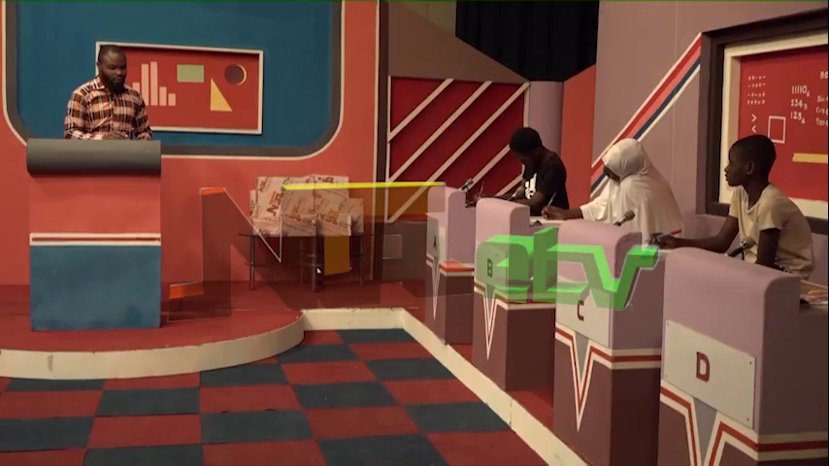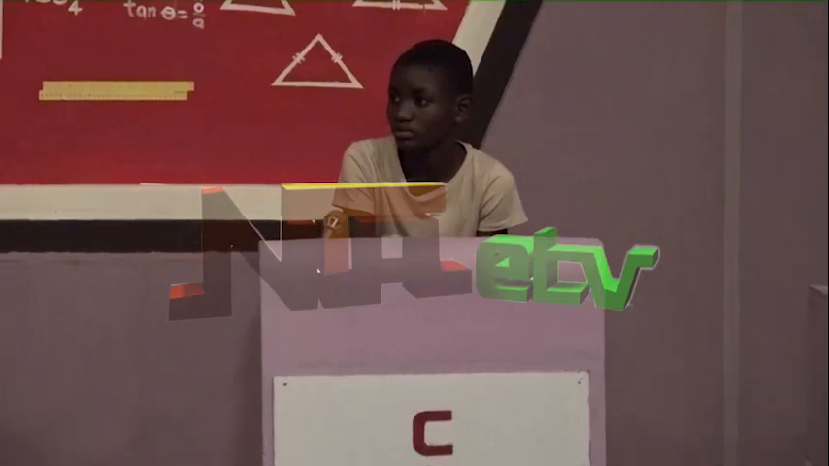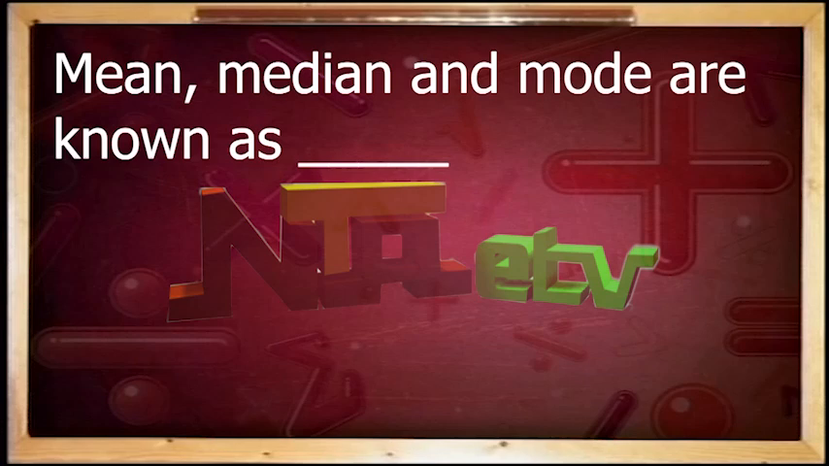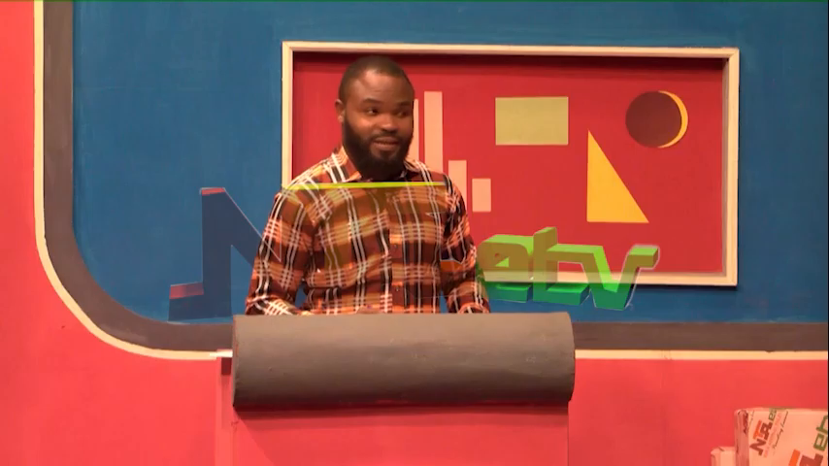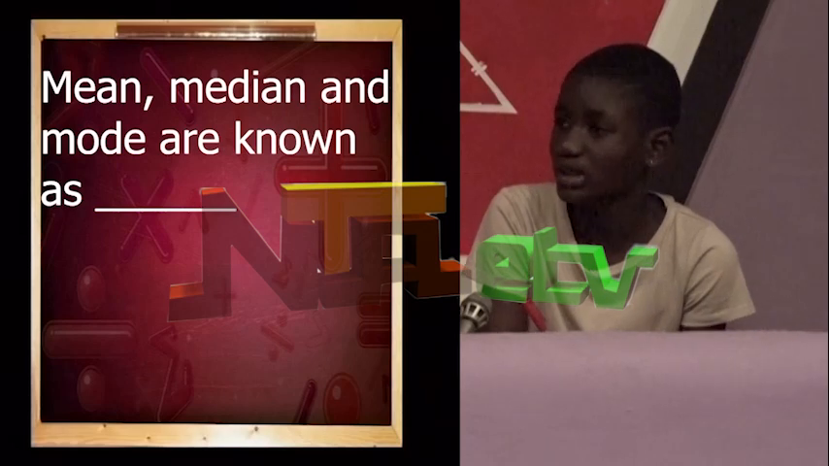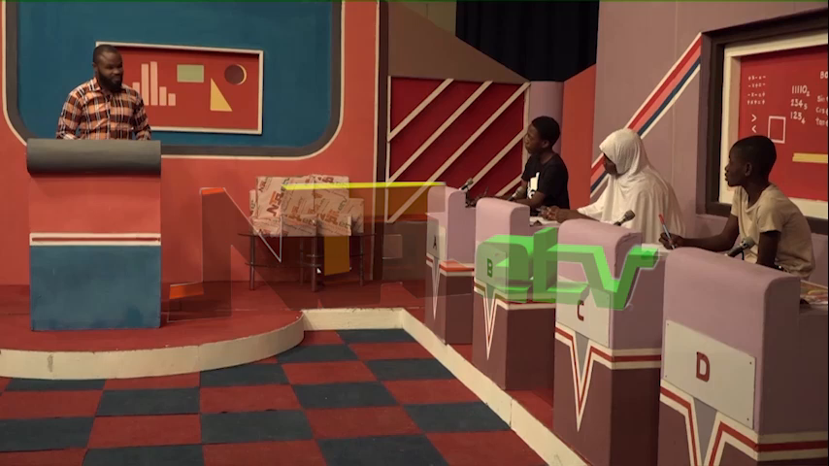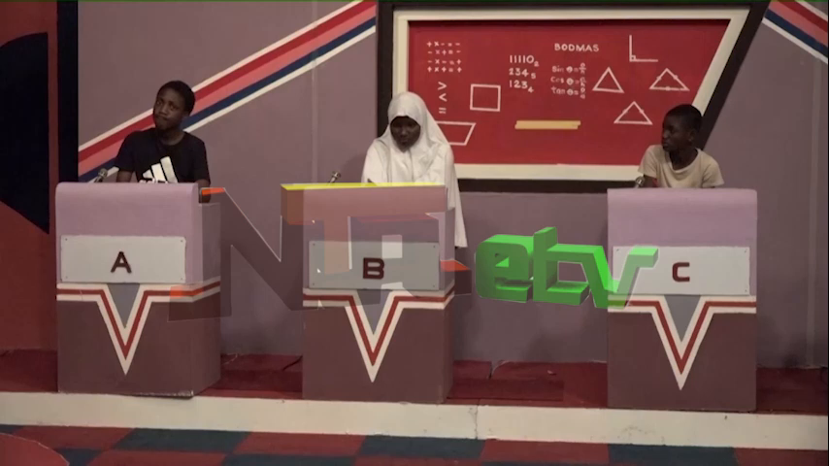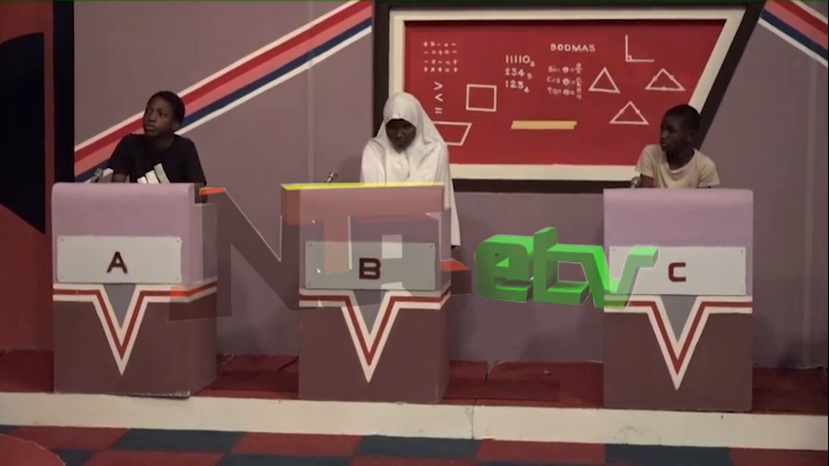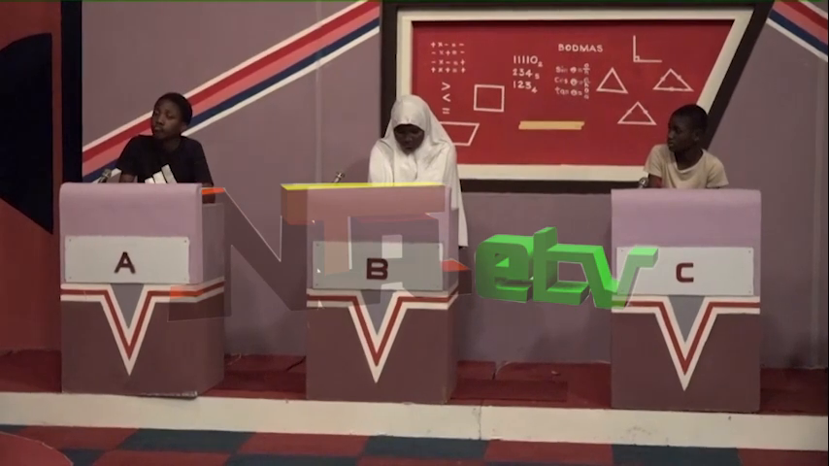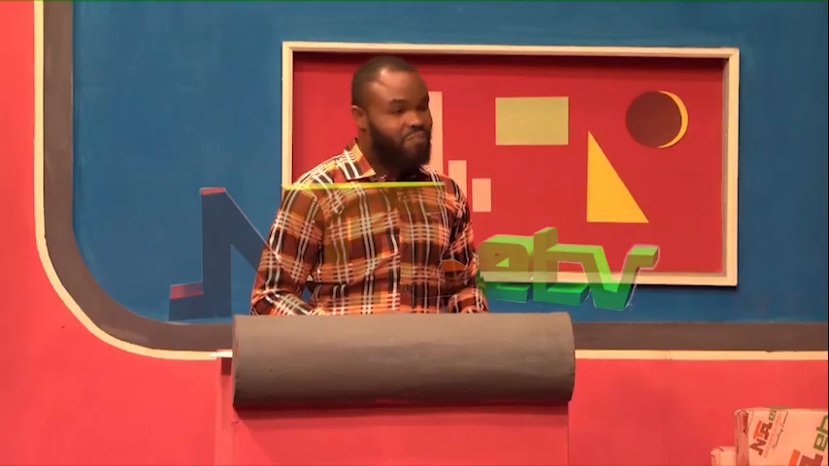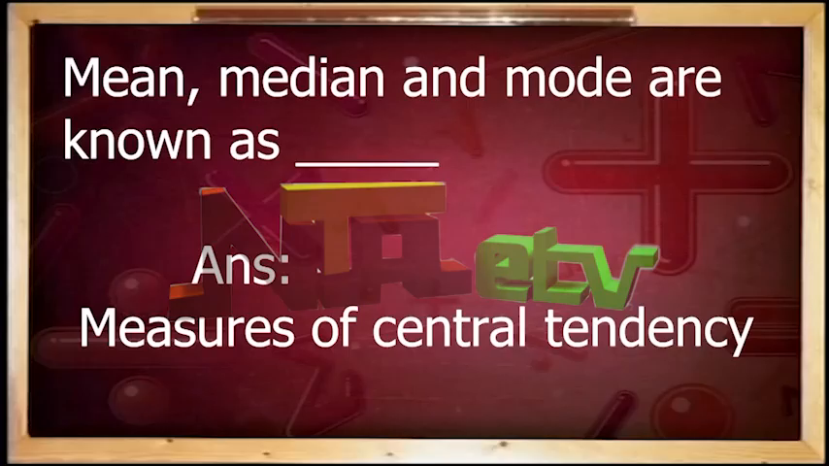So now your question. Number 1. Mean, median, and mode are known as what? Data presentation. Bonus. Anyone? Contestant A. Data application. No. Contestant B, do you want to try? Alright. So mean, median, and mode are known as the measures of central tendency.